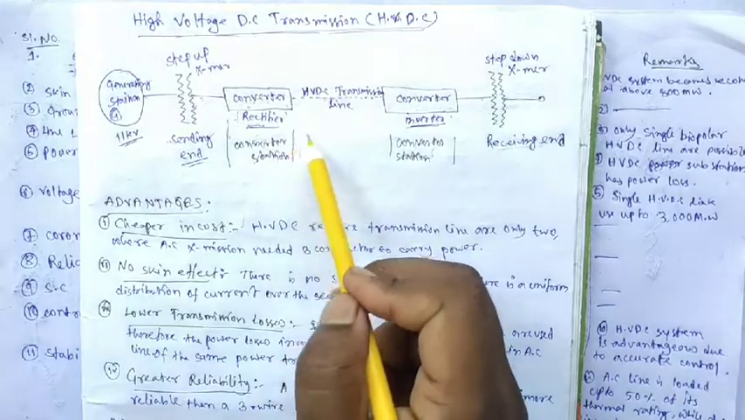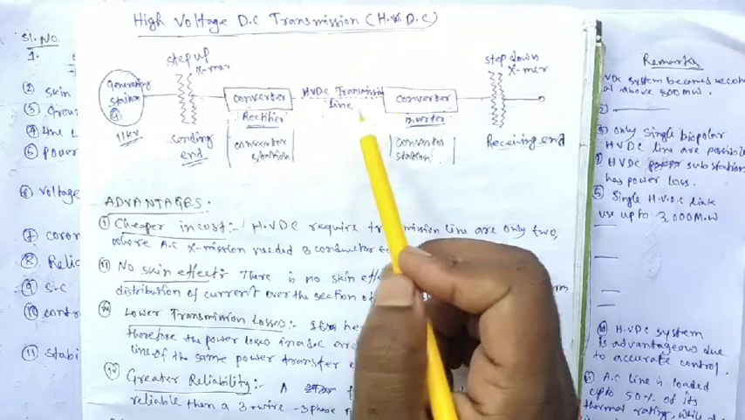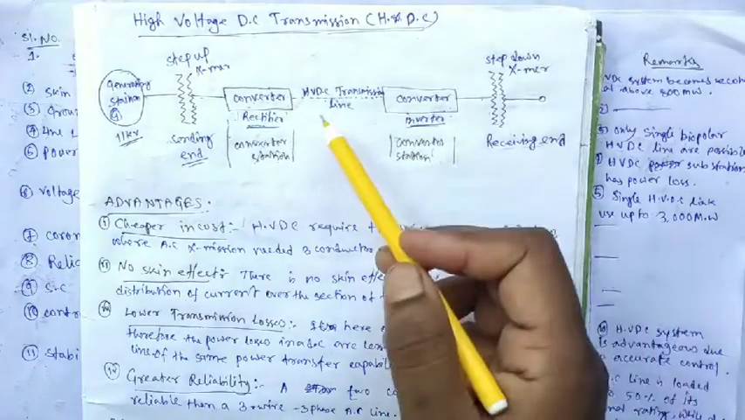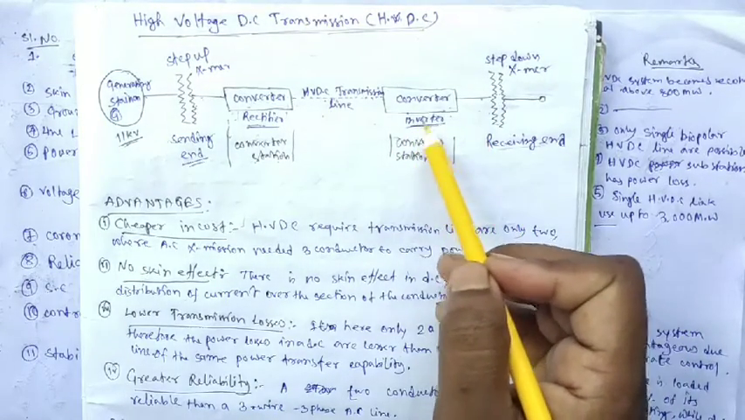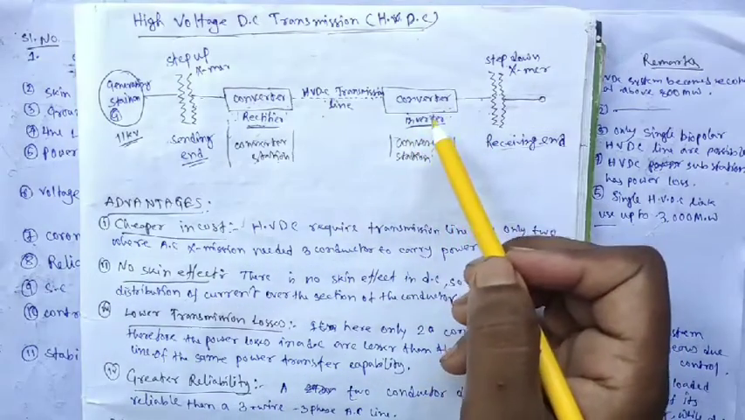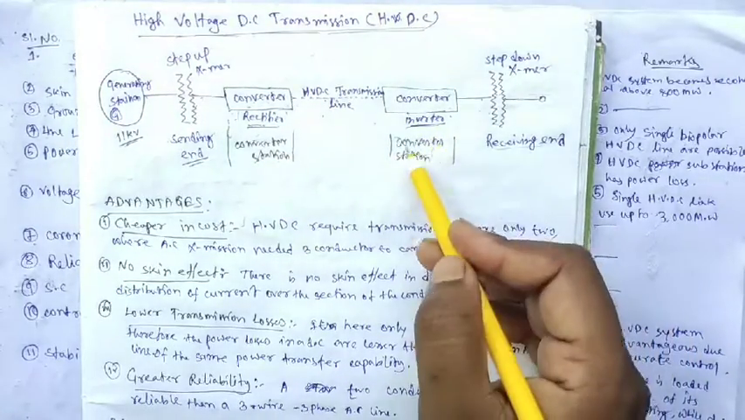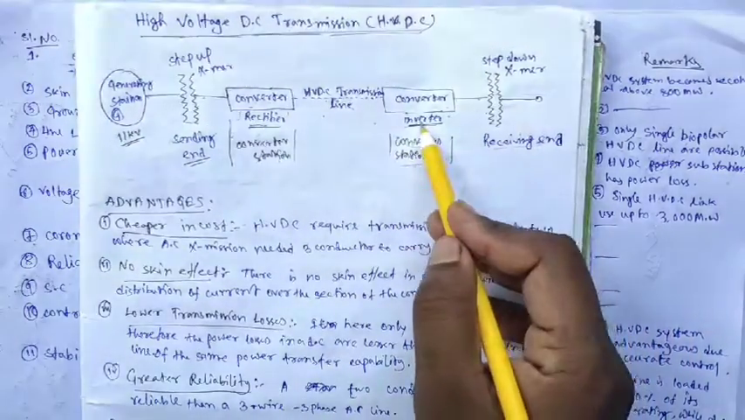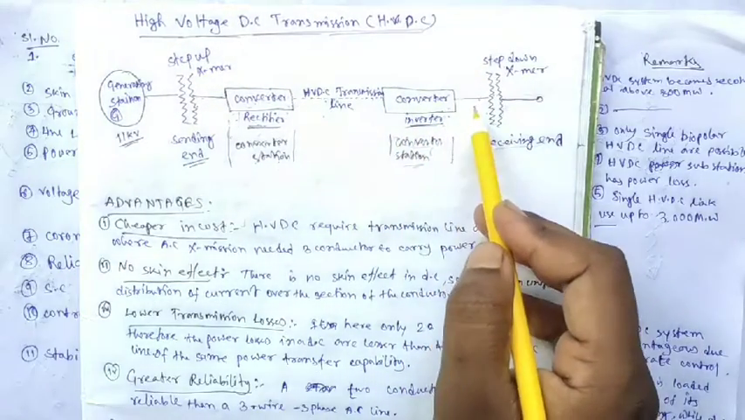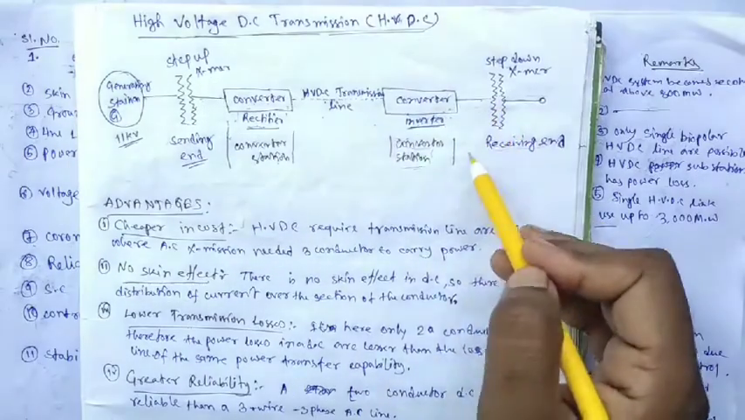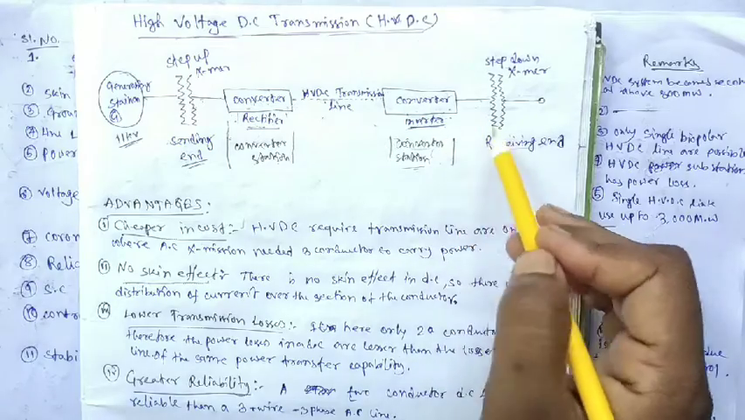Next we transmit the high voltage DC by transmission line. Then at the receiving end we convert the high voltage DC back into high voltage AC by a converter. Which type of converter converts DC into AC? Inverter. So this converter substation converts DC power into AC power, and then we also need a low voltage for distribution.